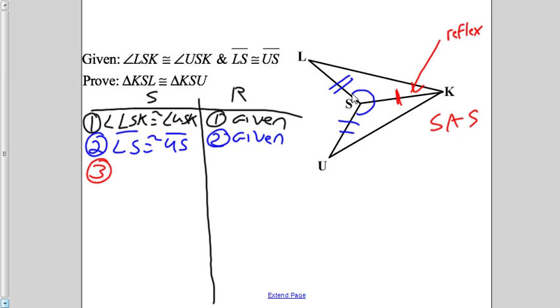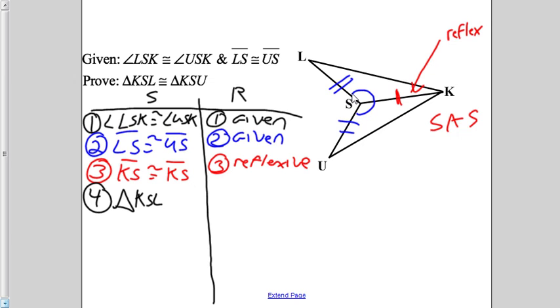What is true about this picture? No, there's no midpoint for this one. KS is congruent to KS, and that would be by what? That would be by the reflexive property. Okay? All right. Do I have 3 things that are congruent to 3 things? Yes. So we can move on to say triangle KSL is congruent to triangle KSU by what again? Side angle side.